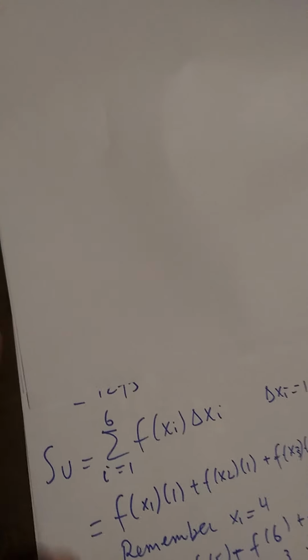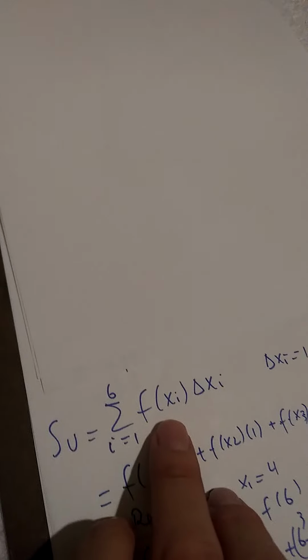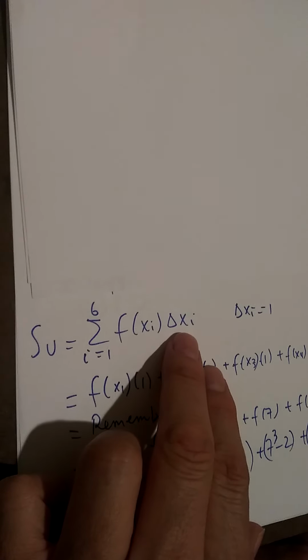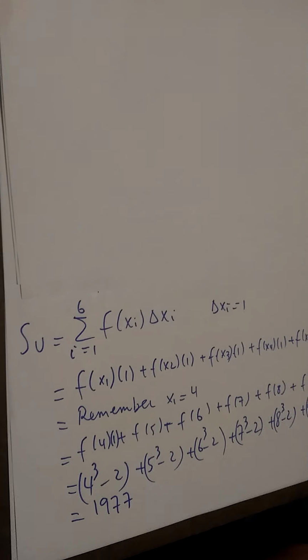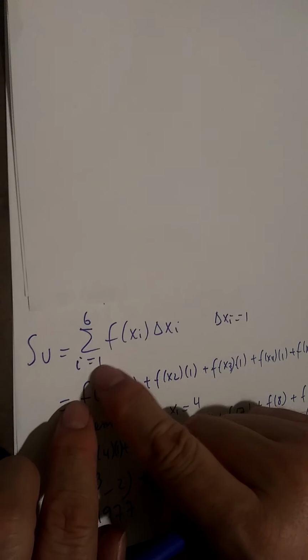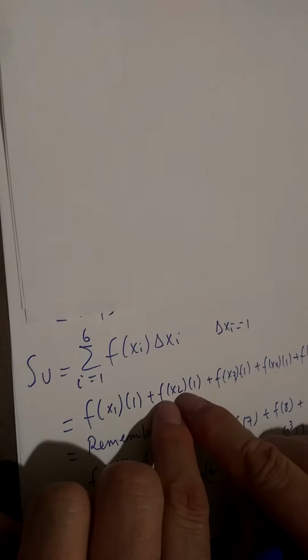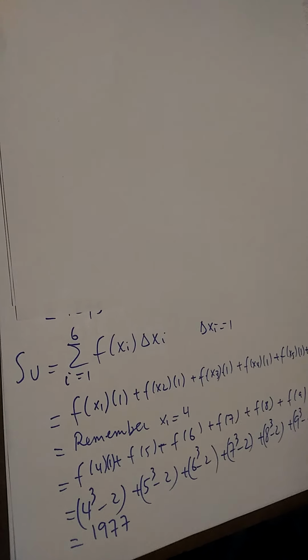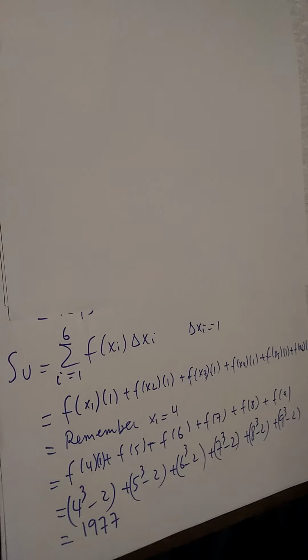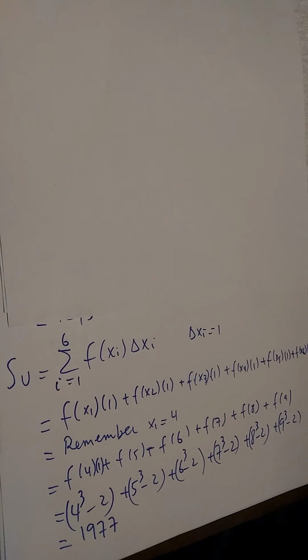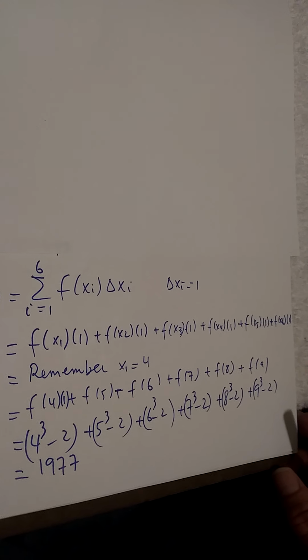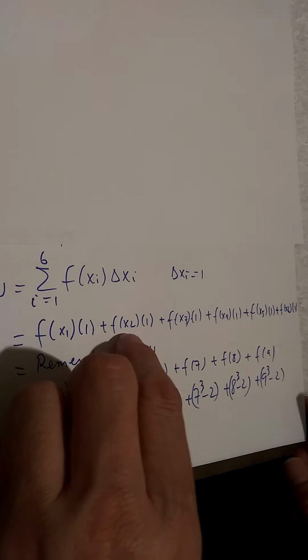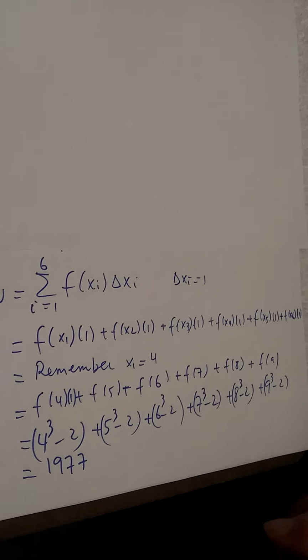For the upper sum, it's summation of f of x i delta x i, i equals 1 to 6. So this time we start with f of x, i equals 1, so x1. i equals 2, that's x2. i equals 3, x3. Delta x is equal to 1. Delta x i are all equal to 1. So it will be f of x1 times 1 plus f of x2 times 1, etc.